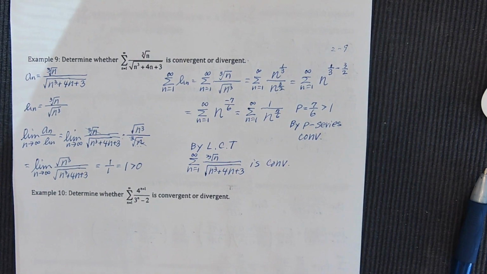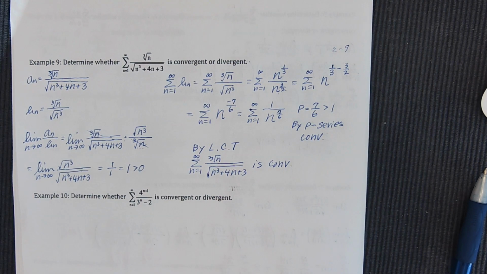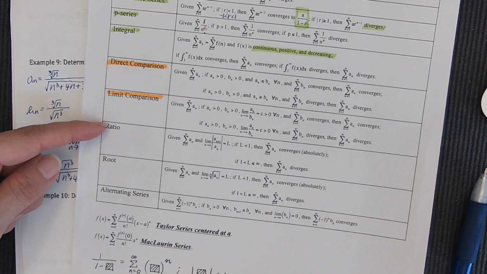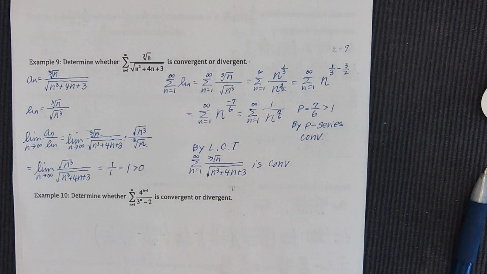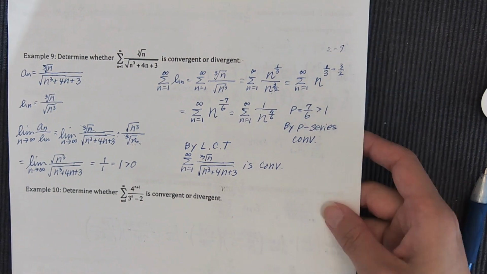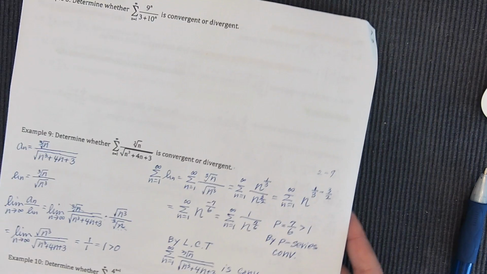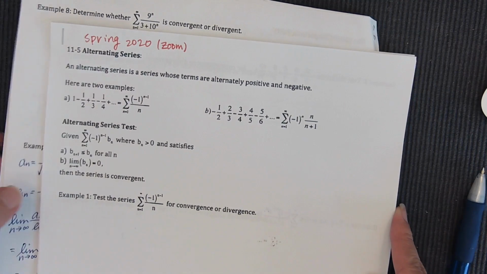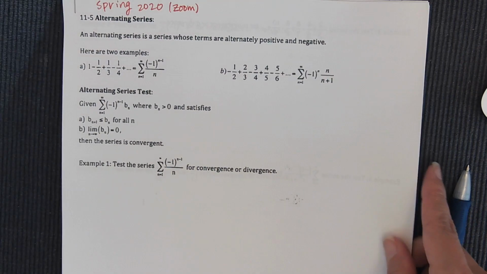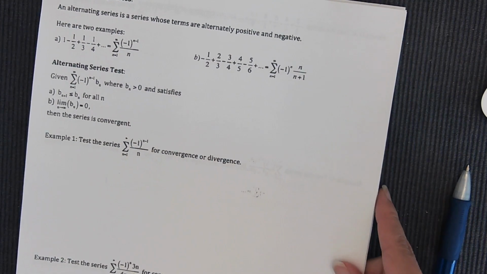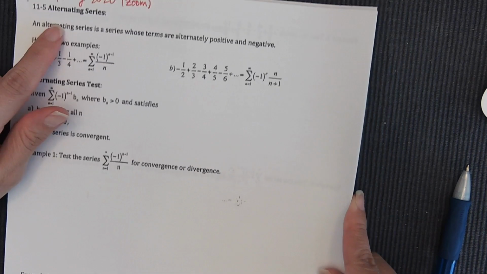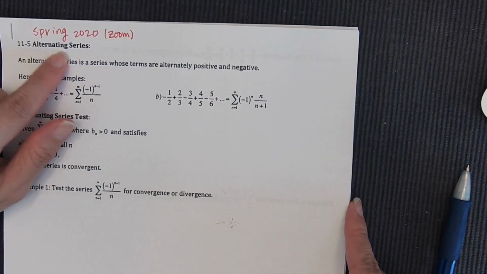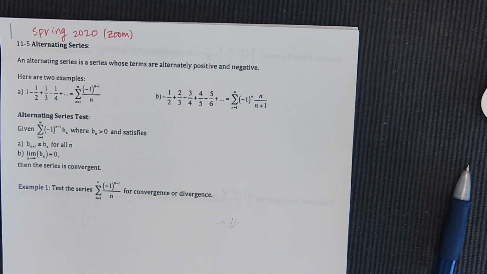Alright, can I go to the new test today? Because we have 3 more tests to cover today. Okay. So we are moving on to a new one, section 11.5 today. So 11.5 is another test. It's the alternating series test.